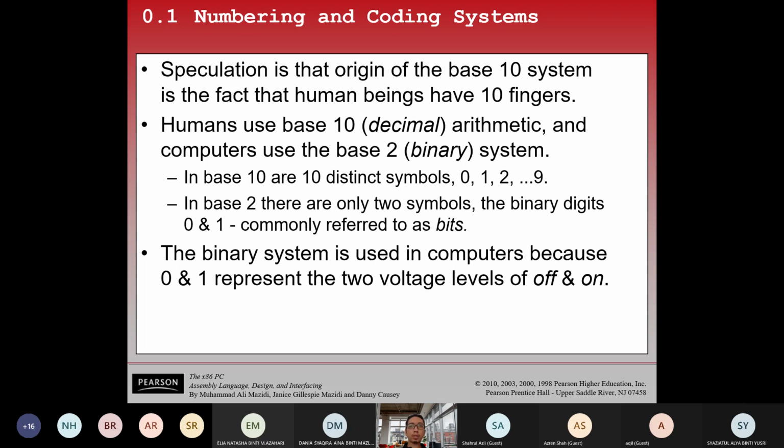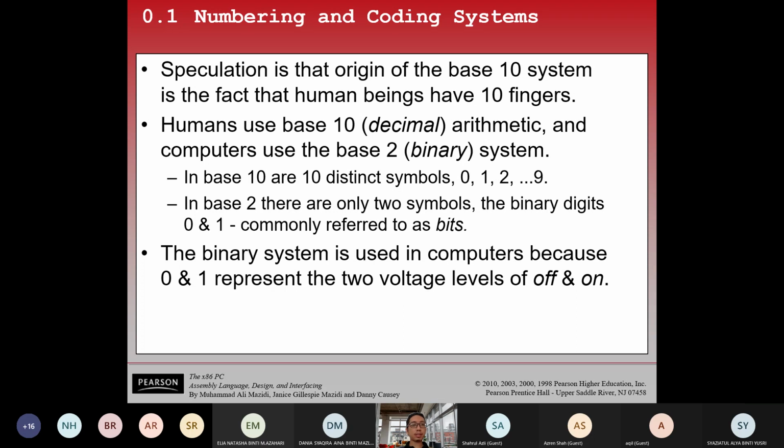So we have the number system. Normally we use base 10, because it replicates our fingers. We have 10 fingers, so we have the base 10 system. It is a human base, called the decimal number. And then computers use base 2, which is 0 and 1.